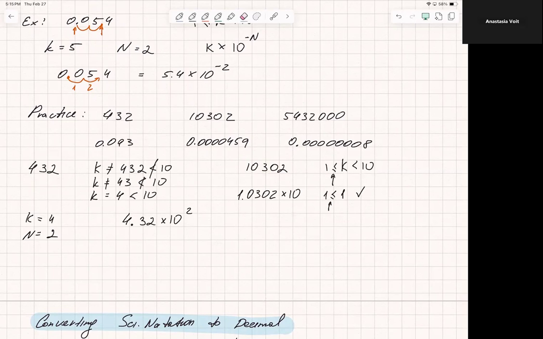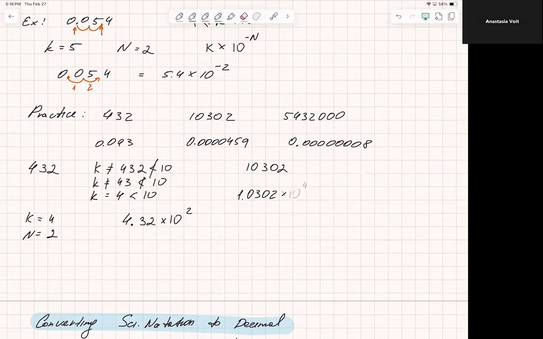For that, we need to count how many places we move our decimal point from the very back to here. Okay, so it's 1, 2, 3, 4. 4 times we need to move the decimal point till we reach the k. So n is equal to 4, right? That means the power for the 10 will be 4. So we would have 1.0302 times 10 to the fourth power.